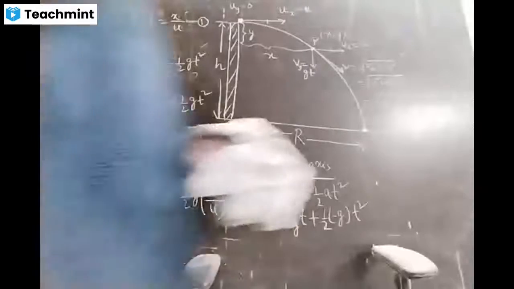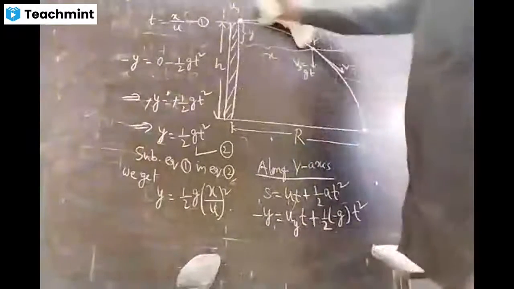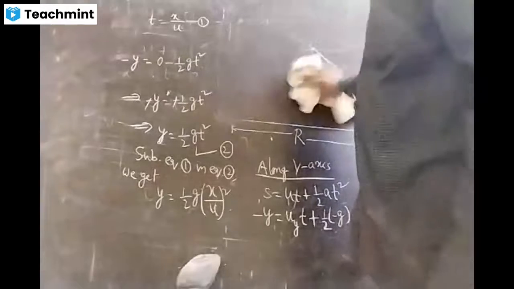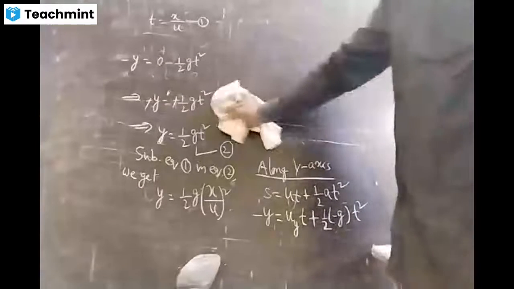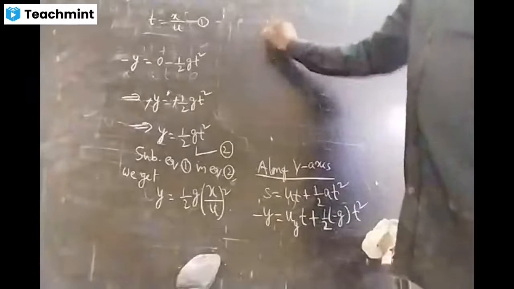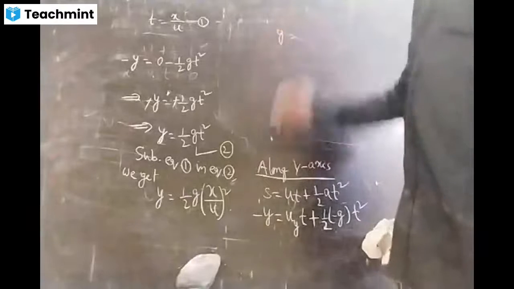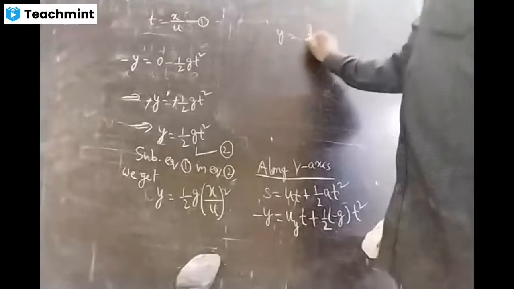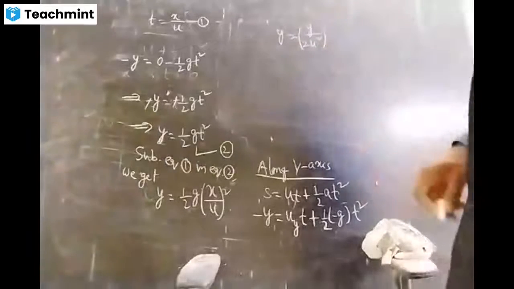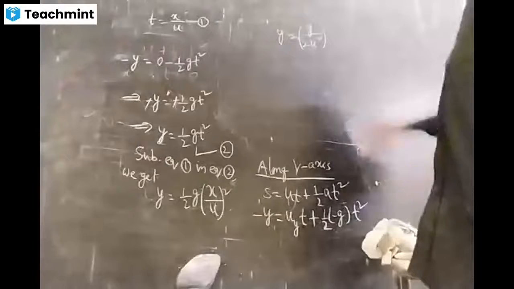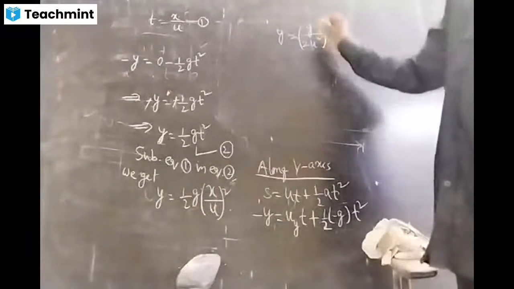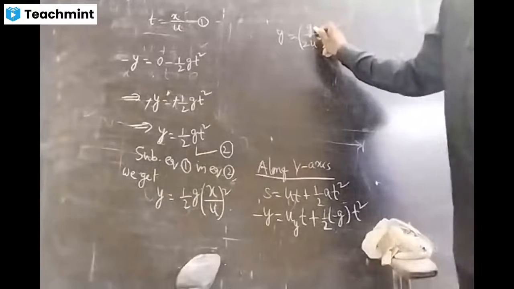On further simplification, what will I get? Let me erase this diagram. g x square by 2u square. So y is equal to, therefore, y is equal to g by 2u square, I'll put it in the brackets, into x square.